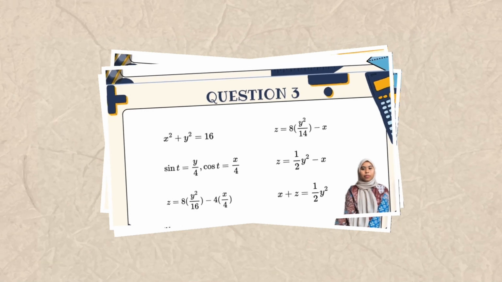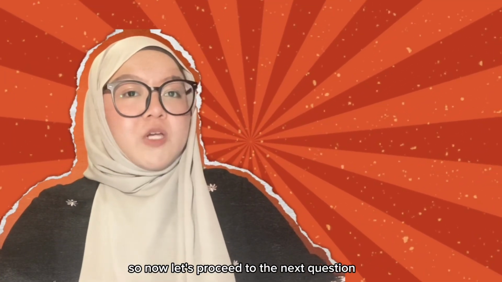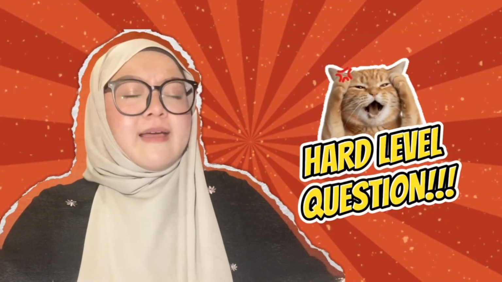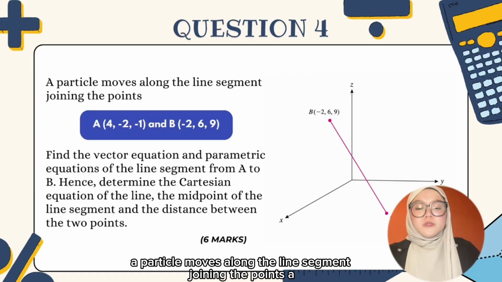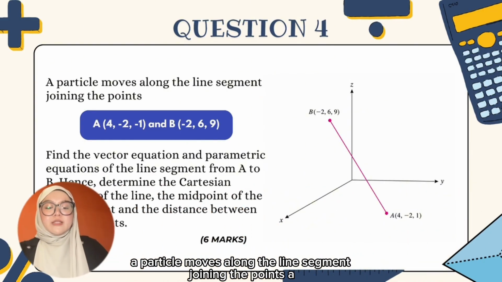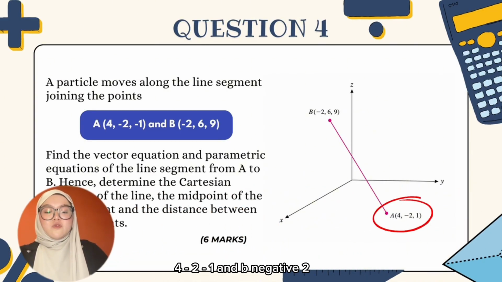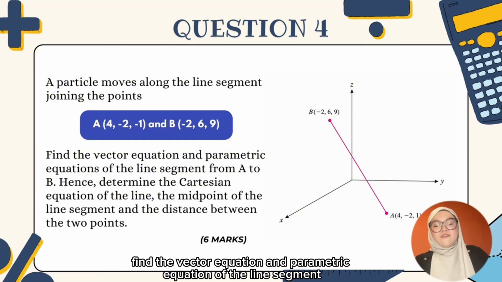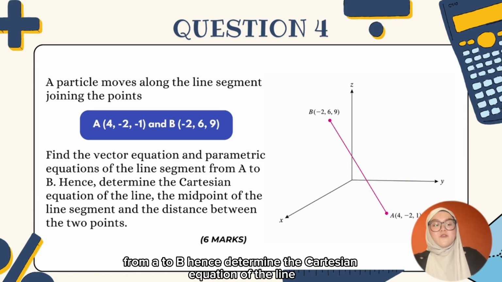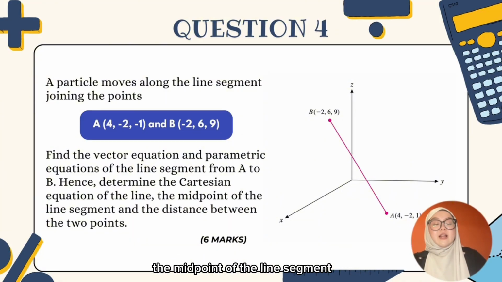Thank you. So now let's proceed to the next question, which is the hard level question. Let's begin with our question. Question 4: A particle moves along the line segment joining the points A (4, -2, -1) and B (-2, 6, 9). Find the vector equation and parametric equation of the line segment from A to B. Hence, determine the Cartesian equation of the line, the midpoint of the line segment, and the distance between the 2 points.